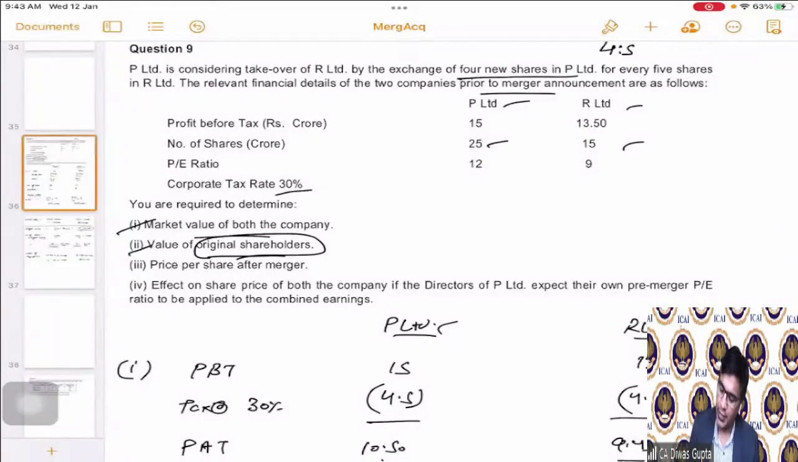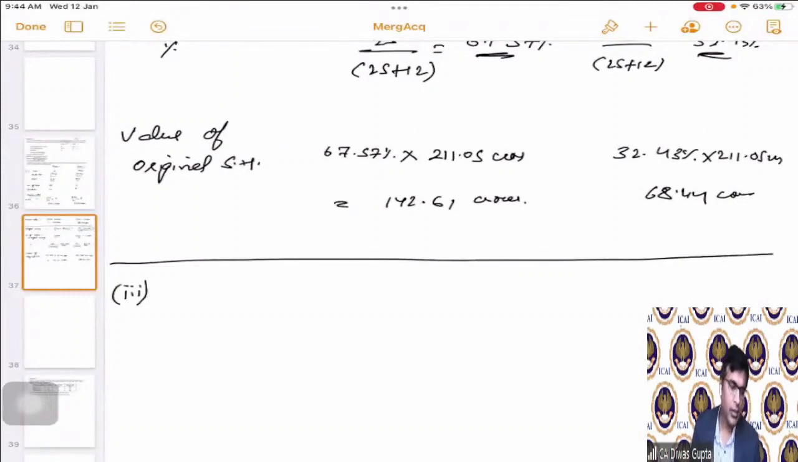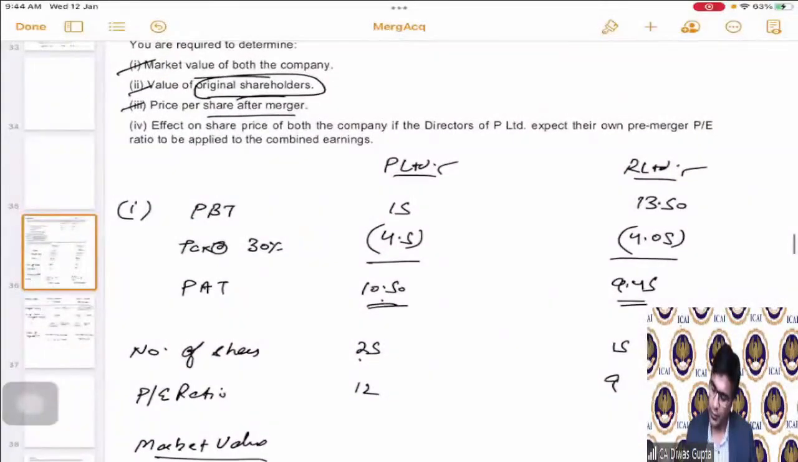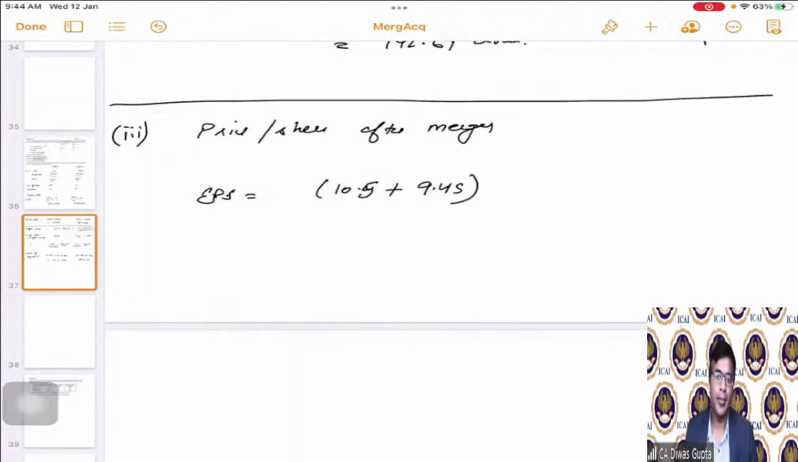So the next part of the question says price per share after merger. What is the price per share? MPS after merger. Simple. So the price per share after merger, we have to calculate the EPS first, correct? Price per share after merger can be calculated using, first of all, what is the EPS? Earnings per share, correct? So the total earnings is how much? 10.5 plus 9.45, correct? So that is the total earnings, which is equal to 19.95, correct?